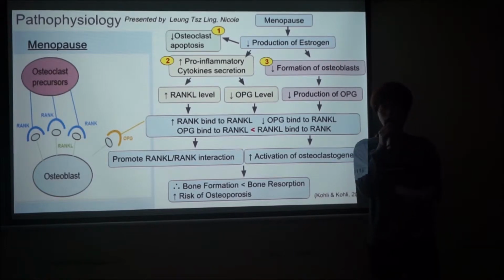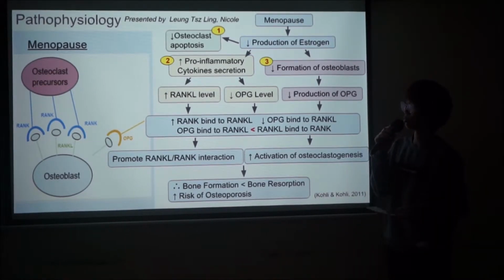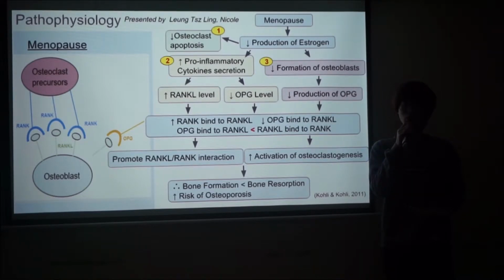After menopause, with insufficient production of estrogen, osteoclast apoptosis decreases. Secondly, it also increases the cytokine secretion that will increase the level of K and lower the level of OPG. The number of OPG will decrease because the estrogen is decreased. Therefore, the ratio of K binding to L increases and the ratio of OPG binding to L decreases. It promotes the interaction of L and K and increases the activation of osteoclastogenesis. The activity of osteoclasts is more active than osteoblasts, so the bone formation is less than bone resorption.